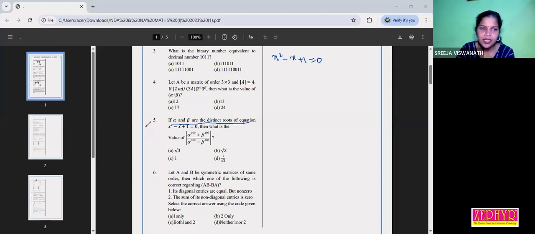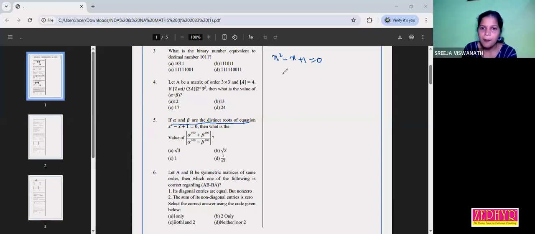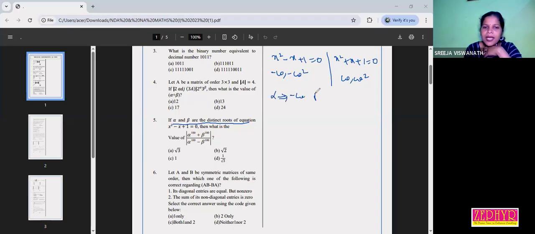The roots are in terms of omega. Minus omega, minus omega square. Yeah, roots are minus omega and minus omega square. Suppose the equation x square plus x plus 1 equal to 0, roots are omega and omega square. Here it is minus, so minus omega and minus omega square. Now we can find alpha is equal to minus omega, beta is equal to minus omega square. What is alpha raised to 100?